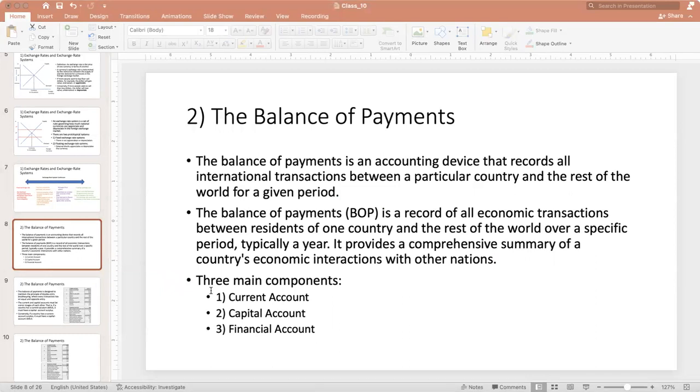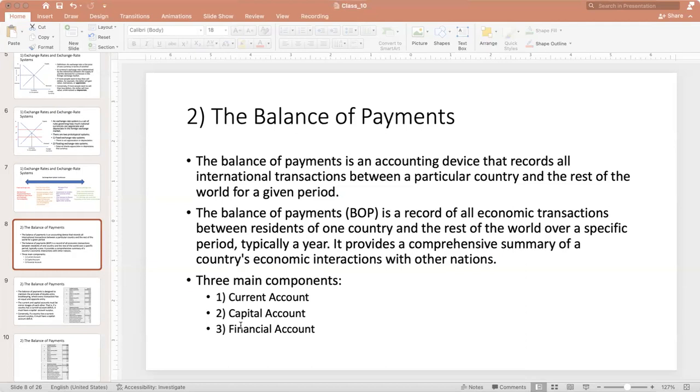Firstly, we have the current account, which measures the flows of goods, services, income, and unilateral transfers between countries. It includes the balance of trade, representing the difference between a country's exports and imports of goods. A positive trade balance or a surplus occurs when exports exceed imports, while a negative trade balance or deficit occurs when imports exceed exports. The current account also includes the balance of services, which reflects the earnings from exports of services and the expenditures on imports of services.